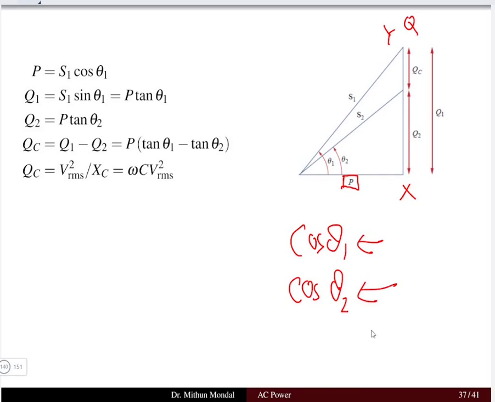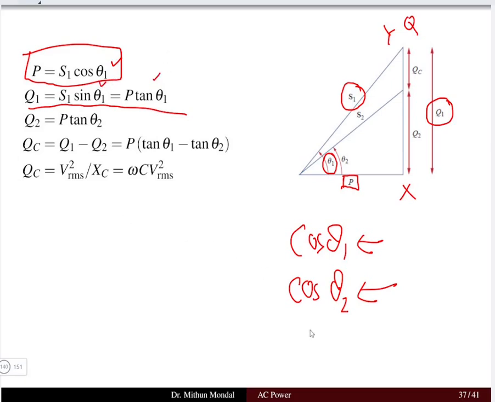So what has happened when the power factor has changed? The real power P can be written as S1 cos theta 1, where S1 is the original complex power when the power factor angle is theta 1. Now the reactive power in the original condition, Q1, is equal to S1 sin theta 1, or P tan theta 1. We can use either formula, in terms of sin or tan. Now, with the introduction of a capacitor, what is the value of Q2?